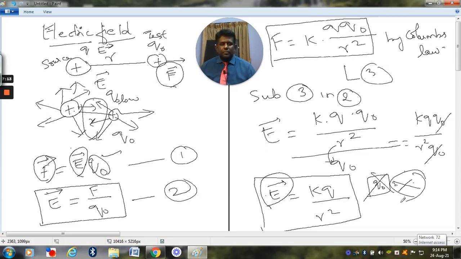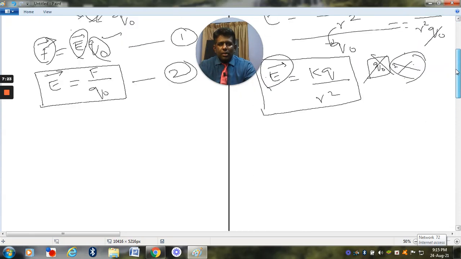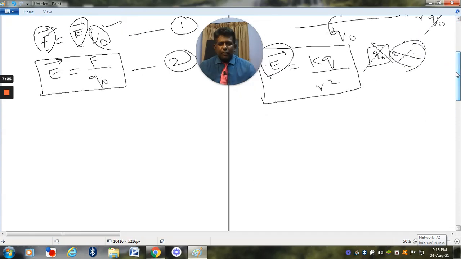Okay. Now we'll move on to the different types of field lines around it. There are two different types of field line. One is uniform electric field and another one is non-uniform electric field. First we'll move on with uniform electric field.